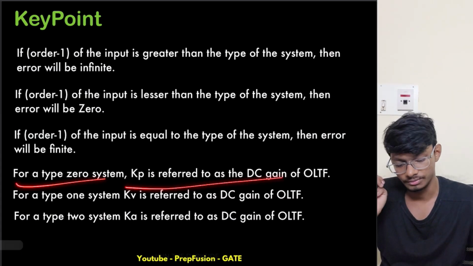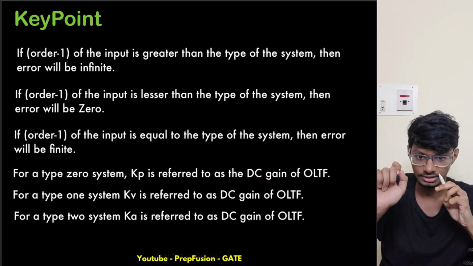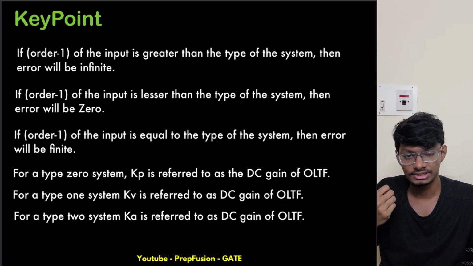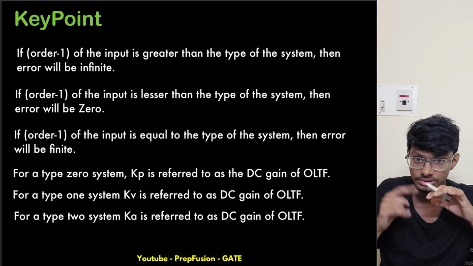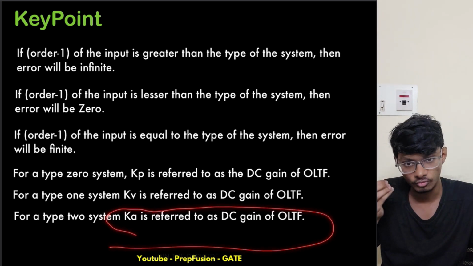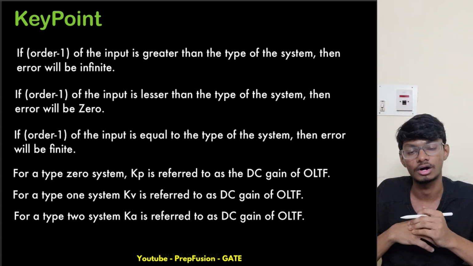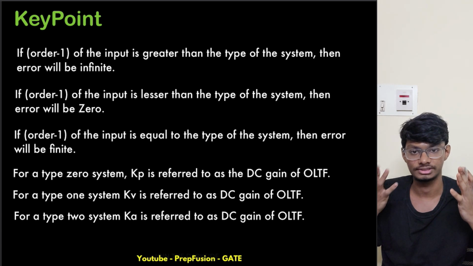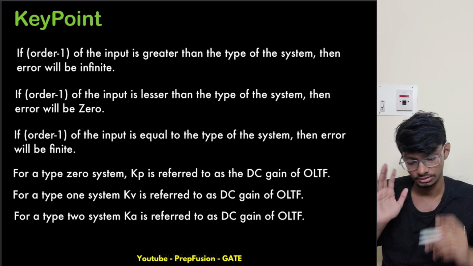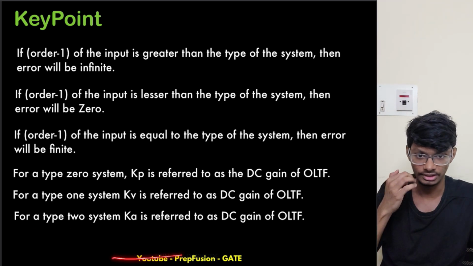And for a type 0 system, Kp refers to the DC gain. If you have some confusion, if they ask for the DC gain, Kv refers to the DC gain of the OLTF and so on. So if they ask for the DC gain when there are 2 poles at the origin, then maybe they are referring to the DC gain of the OLTF for the acceleration coefficient. This type of question also comes. How will you find the DC gain when there are 2 poles at the origin? Maybe they are referring to the acceleration error coefficient. You understand it like that and you solve.